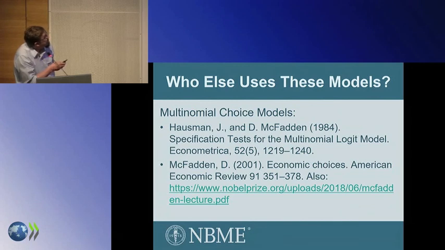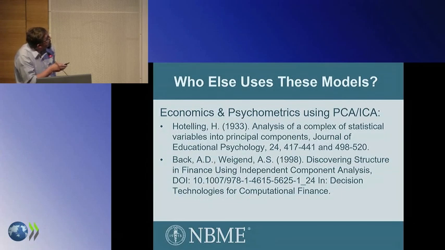Multinomial choice models are essentially identical to what I would call a polytomous IRT model. So this is McFadden and Hausman. This is McFadden. Here's his talk for the Nobel Prize. Then econometrics or economics and psychometrics using principal component analysis, or nowadays independent component analysis.